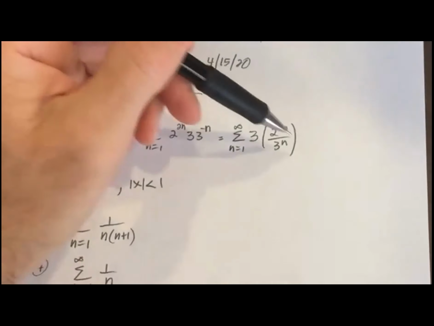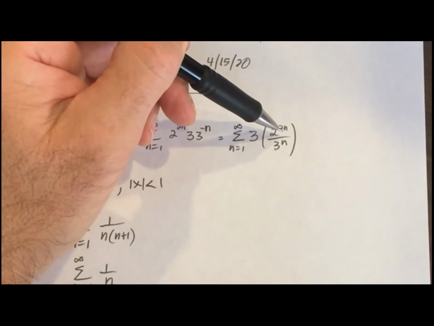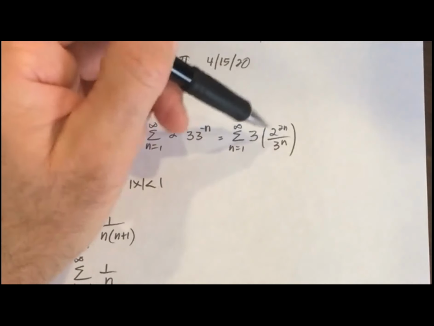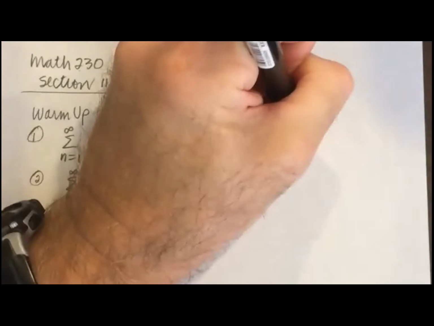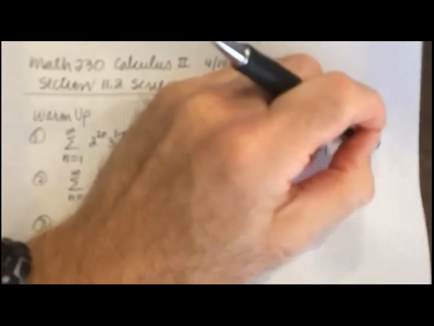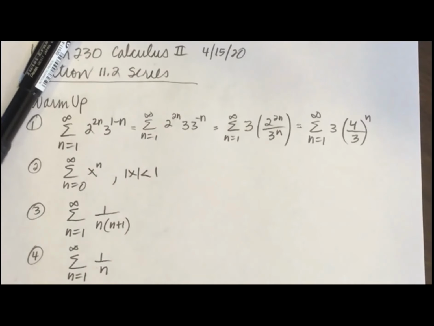When you have power to a power, right, you multiply. So I can rewrite the inside part as 2 squared to the n. And of course, 2 squared is 4. So I'm going to write this as the sum, n equals 1 to infinity, of 3 times 4 over 3 to the nth power. So it looks to me like now it's definitely in the form of a geometric series.